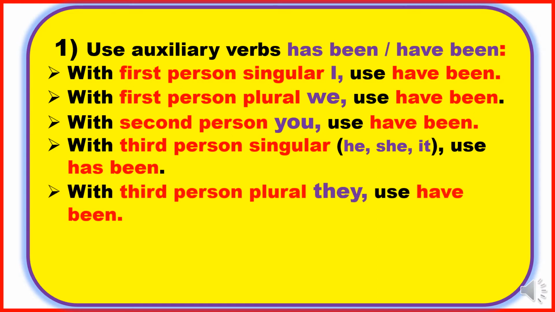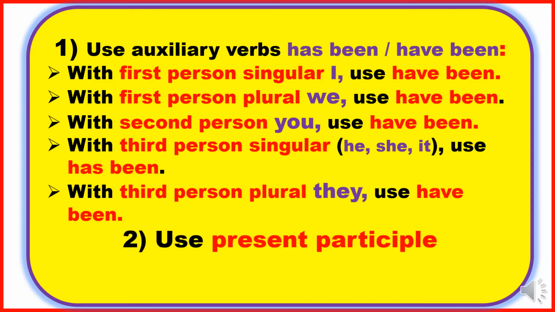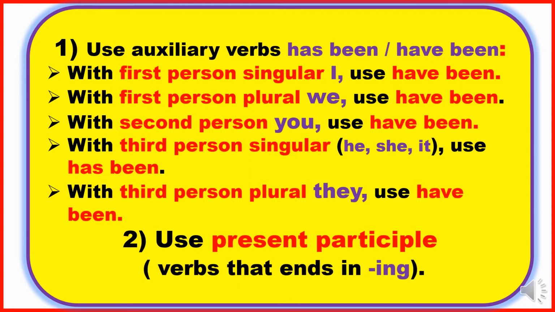With third person plural they, use have been. Use present participle. Verbs that end in ing are called present participles.